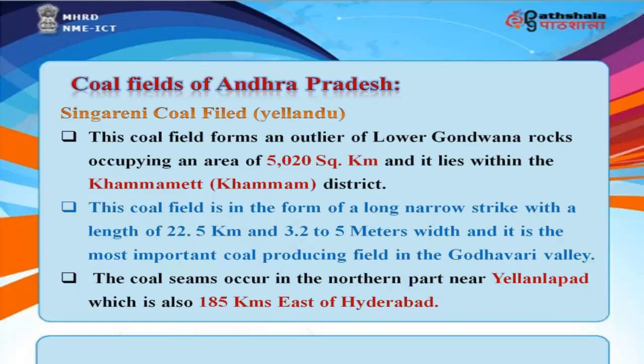Singareni coalfield, Yellandu. This coalfield forms an outlier of lower Gondwana rocks, occupying an area of 5,020 square kilometers, and it lies within the Khammam district. This coalfield is in the form of a long, narrow strike with a length of 22.5 kilometers and 3.2 to 5 meters width, and it is the most important coal-producing field in the Godavari Valley. The coal seams occur in the northern part near Yellandu, which is also 185 kilometers east of Hyderabad.